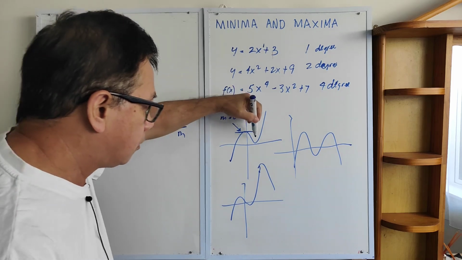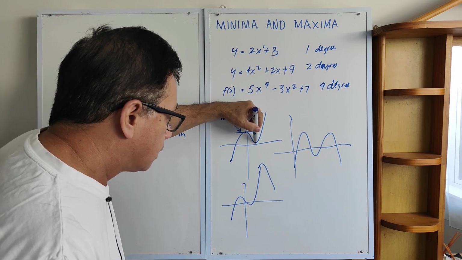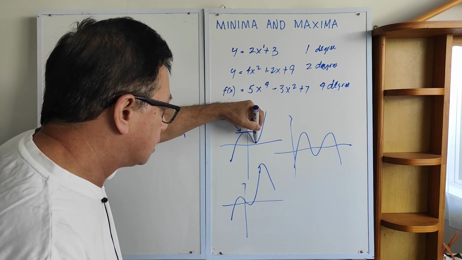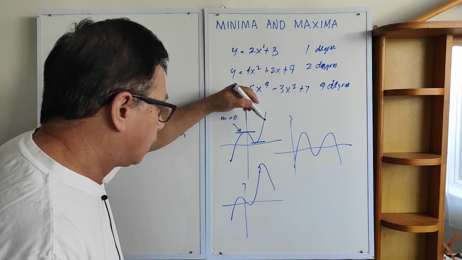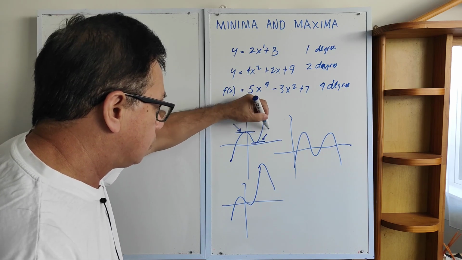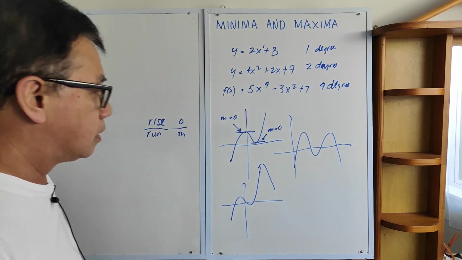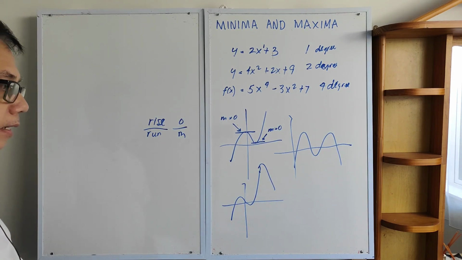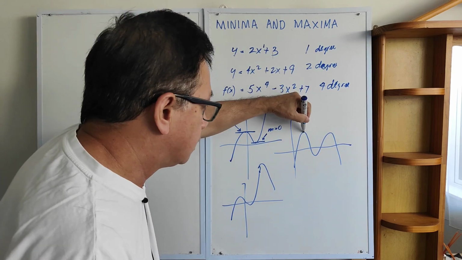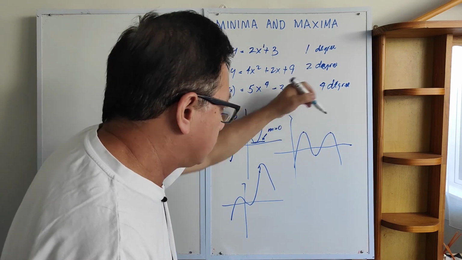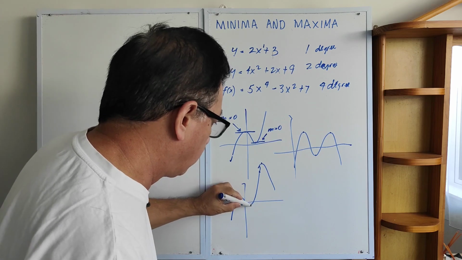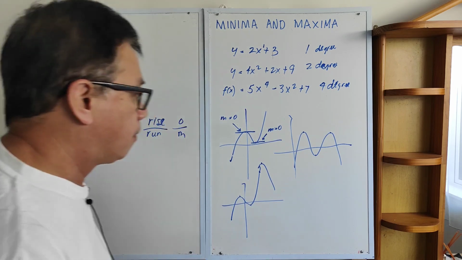Same case at the bottom of this one. The slope in here would also be exactly horizontal, so the slope of this one is also 0. It's the same case with this one. This has a slope of 0. This one and this one, they will all have a slope of 0.